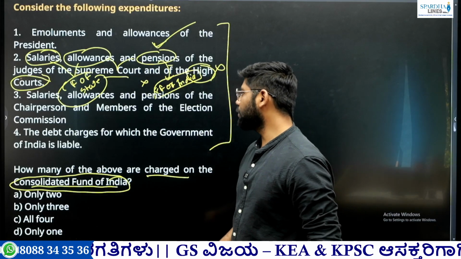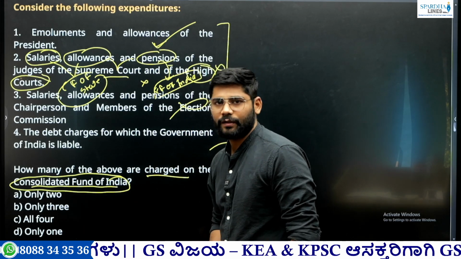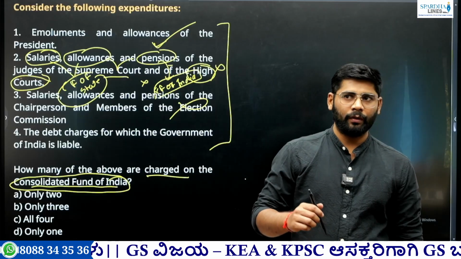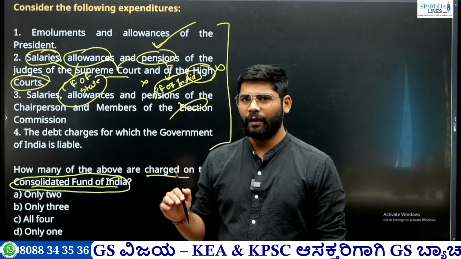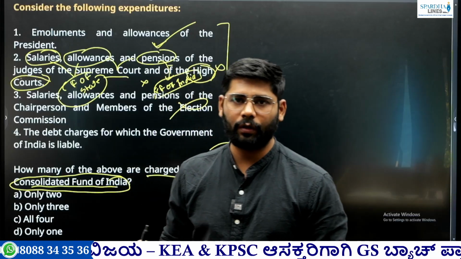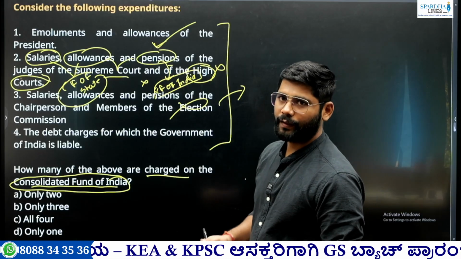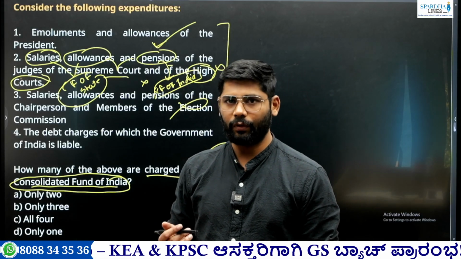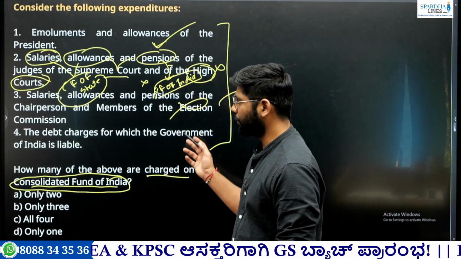Then salary allowance pension of the chairperson and members of the election commission, this is also wrong, because there is a major controversy or concern that the salary allowance and the pensions and other expenditure of election commission are not charged on consolidated fund of India. So what is happening? It is impacting the impartiality and neutrality of the office. Okay, election commission. These are the concerns. So third is wrong.